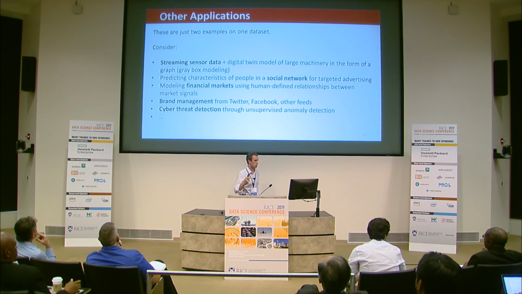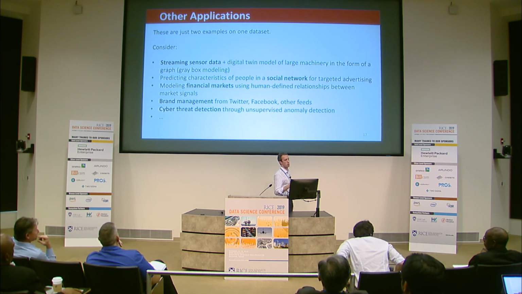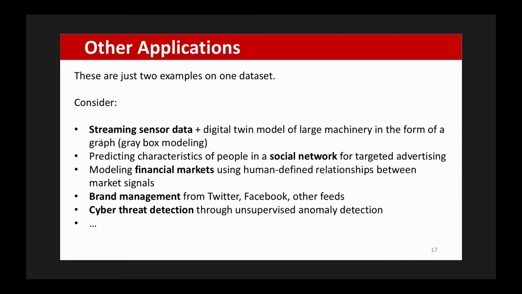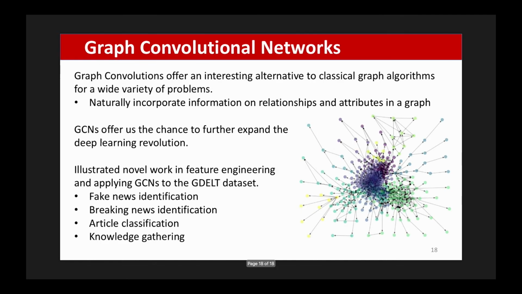Of course, this is just one really simple example. You can do this with streaming sensor data off of large industrial systems. You can do this with social networks. You can do this with financial markets. Anywhere where there are already large graph representations or large graph data sets, GCNs have the potential to revolutionize how you can do graph processing.